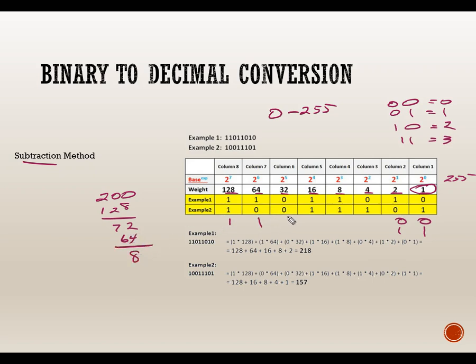Is 8 greater than 32? Nope. 16? Nope. Is it greater than or equal to 8? Yes, 1. And then everything else would be zeros. If we add up 128, 64, and 8, we should come up with 200.